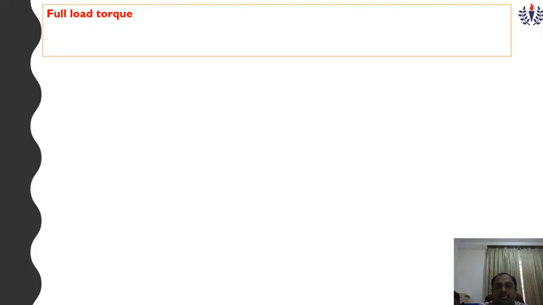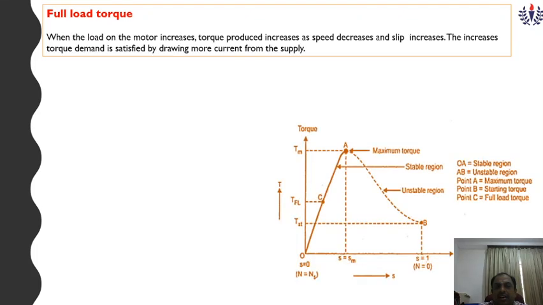There are three types of torque available in this graph. One is the full load torque. When the load of the motor increases, the torque produced increases as speed decreases and slip increases. This increase in the torque demand is satisfied by drawing more current from the supply. What is full load torque? Full load torque means TFL, this middle position. It acts between the starting torque and the maximum torque.